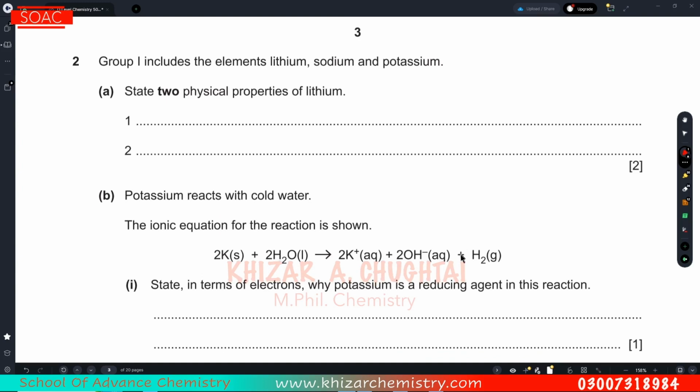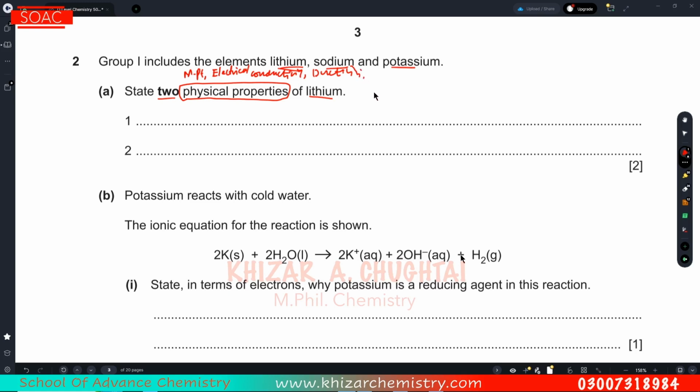Question number 2. Group 1 includes the elements lithium, sodium, potassium, and so on. State 2 physical properties of lithium. Physical properties means basically you will write about melting point or boiling point, electrical conductivity, and ductility.